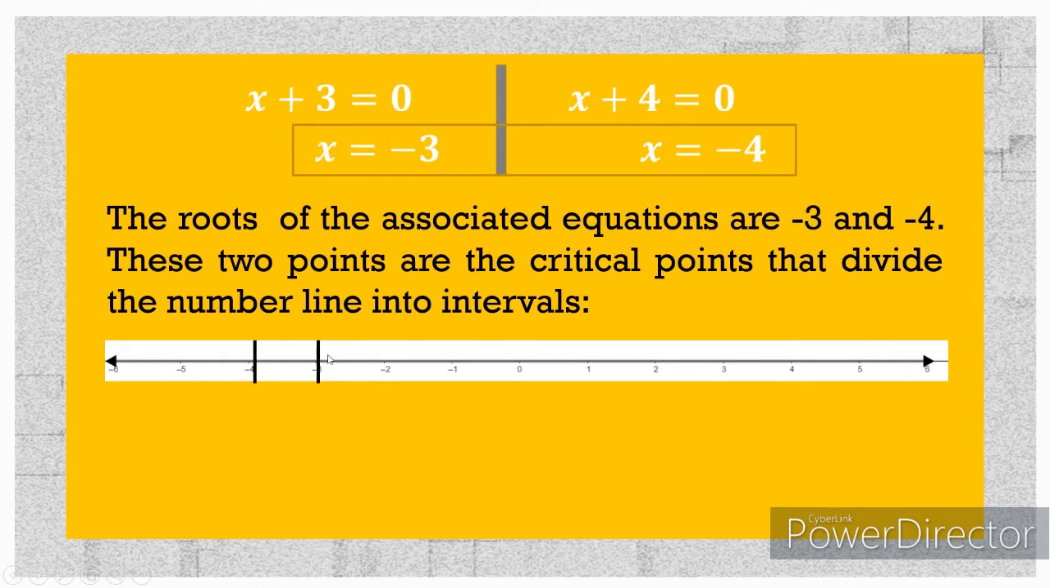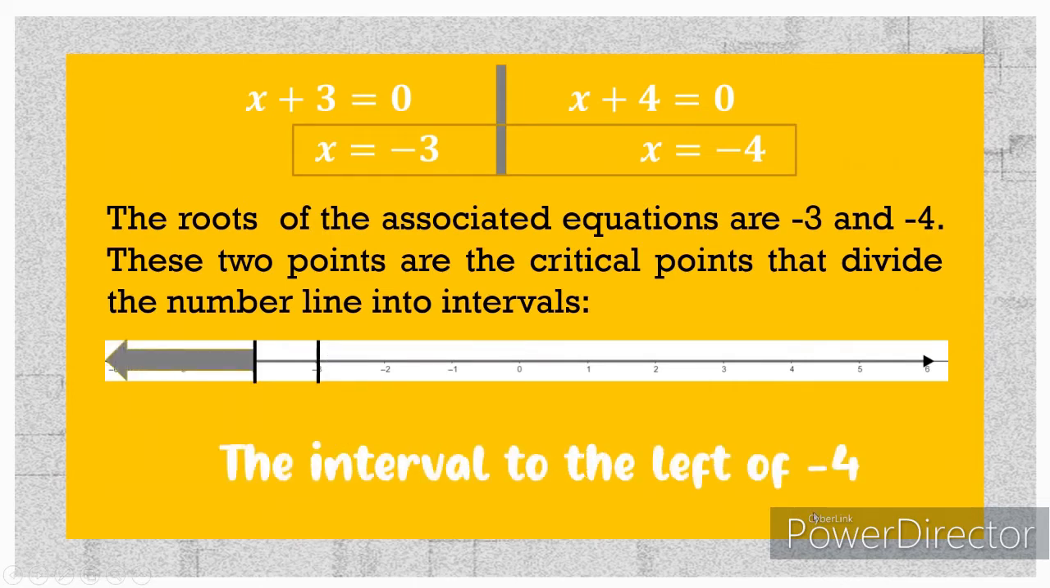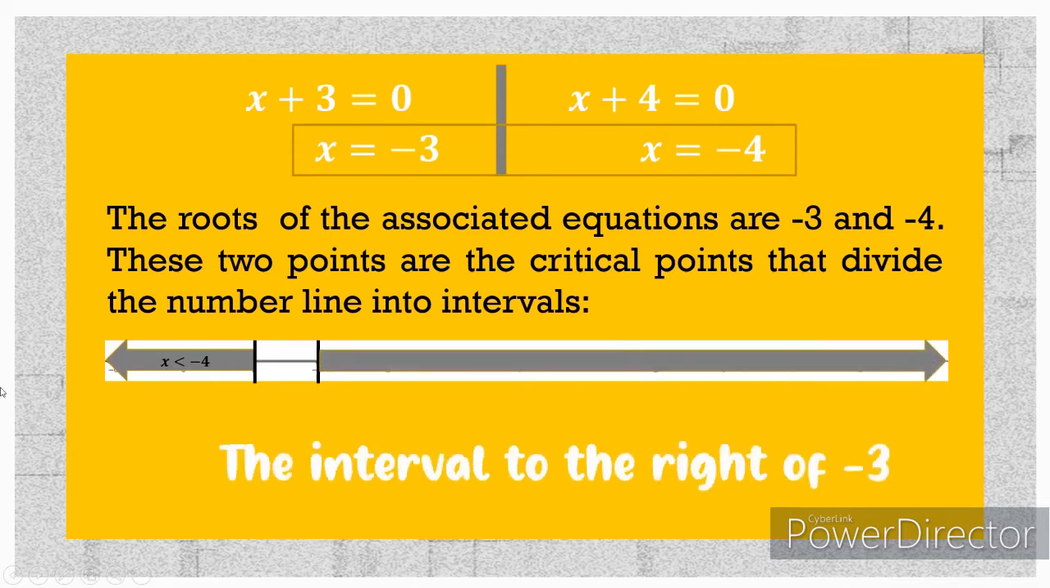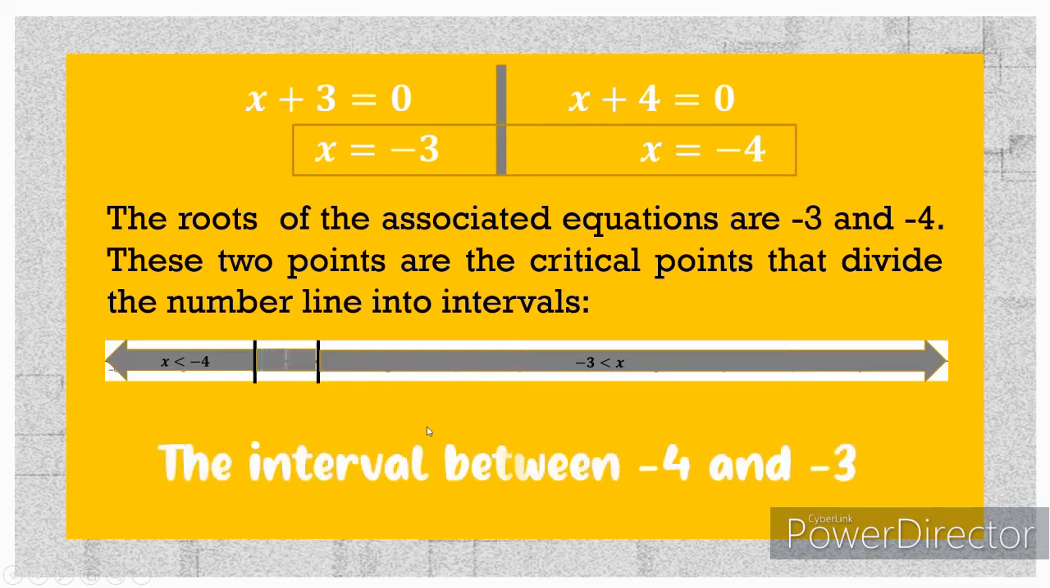The intervals we are talking about: the interval to the left of negative 4, so we have x is less than negative 4, all numbers less than negative 4 for this part. Next, the interval to the right of negative 3, all numbers greater than negative 3. And for the last interval, the interval between negative 4 and negative 3, all numbers between negative 4 and negative 3.